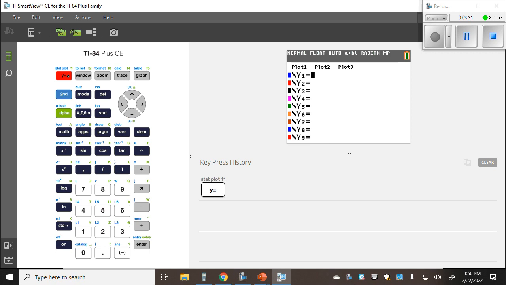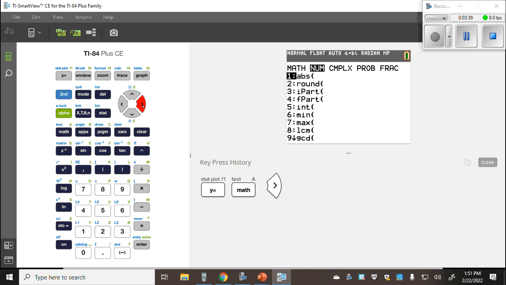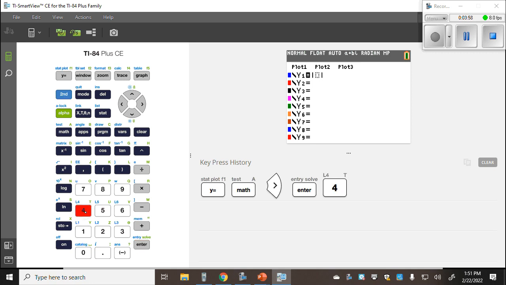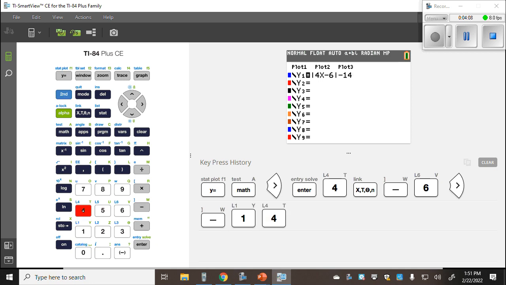Well, under math, if we hit math, well, I don't see anything there. And go over to numbers, ABS. Does not stand for automatic braking system. Okay, that's fine. It's absolute value. So we can actually graph an absolute value function. So we had 4x minus 6. And if we cursor outside those absolute values, we could say minus 14.